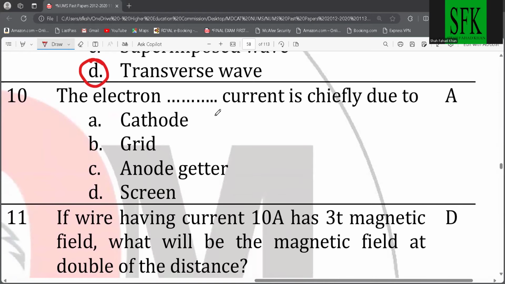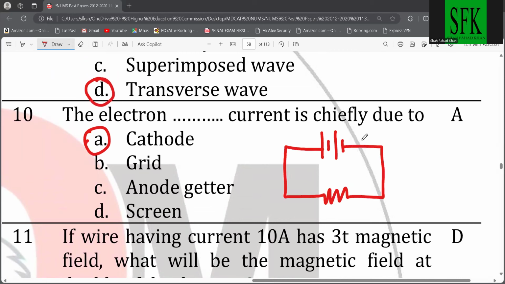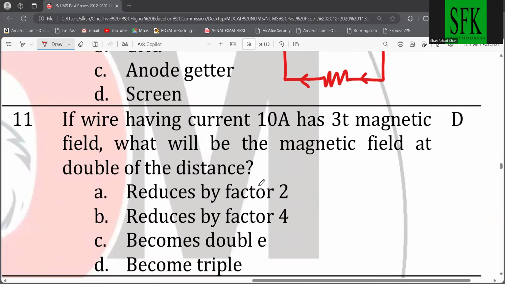The electron current is chiefly due to electron current. कहाँ से शुरू होता है? Electrons कहाँ से निकलते हैं? Electrons come out from the cathode. Okay, if you draw out an electrical circuit over here, let's say there is a resistor here. So in this electrical circuit, this is the negative terminal, this is the positive terminal of the battery. Electrons come out of the cathode and enter the anode like this. Okay, so this is due to the cathode.